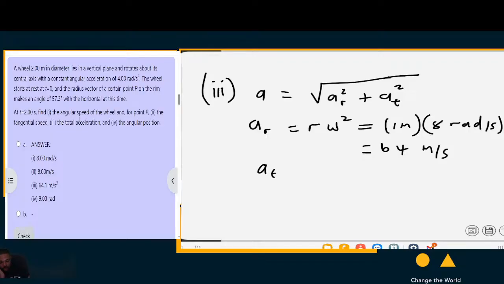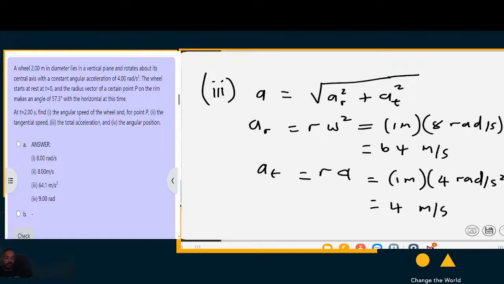Now a_t is equal to r times the angular acceleration, which is 1 meter again, times the angular acceleration, which in this case is 4 radians per second squared, and that gives me 4 meters per second squared. So these are both linear accelerations, a_r and a_t.